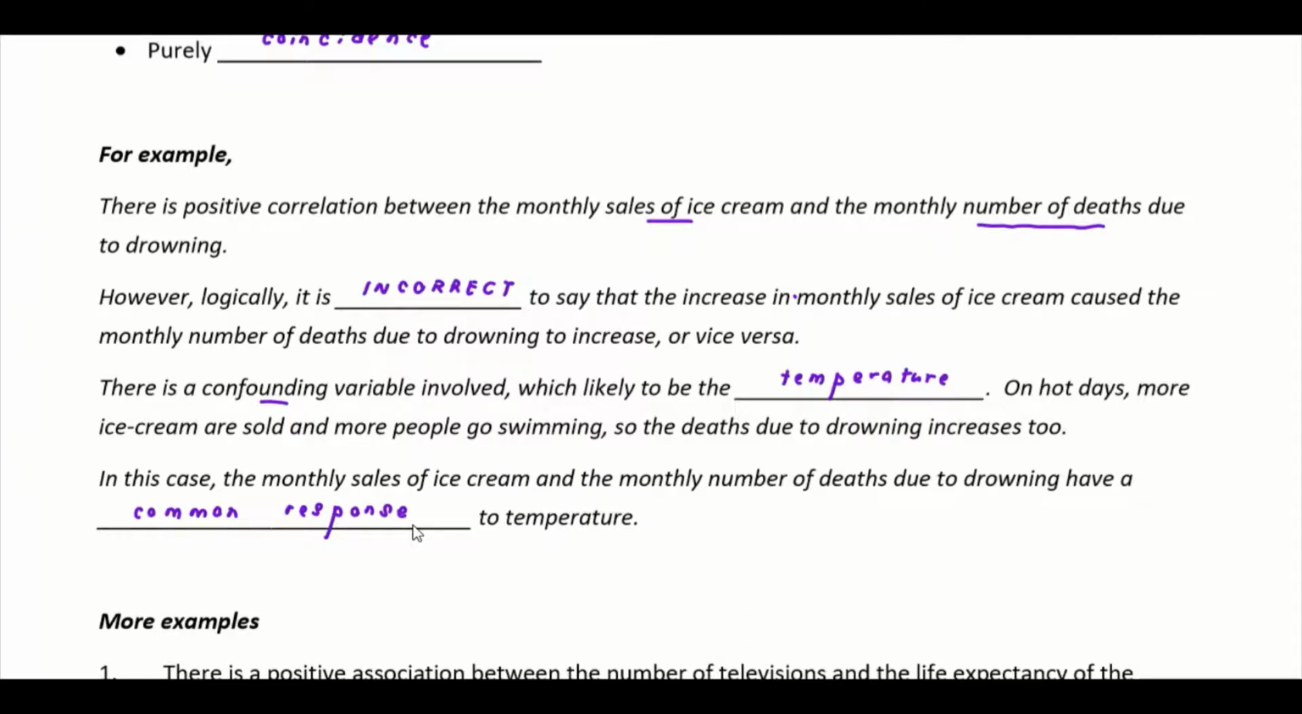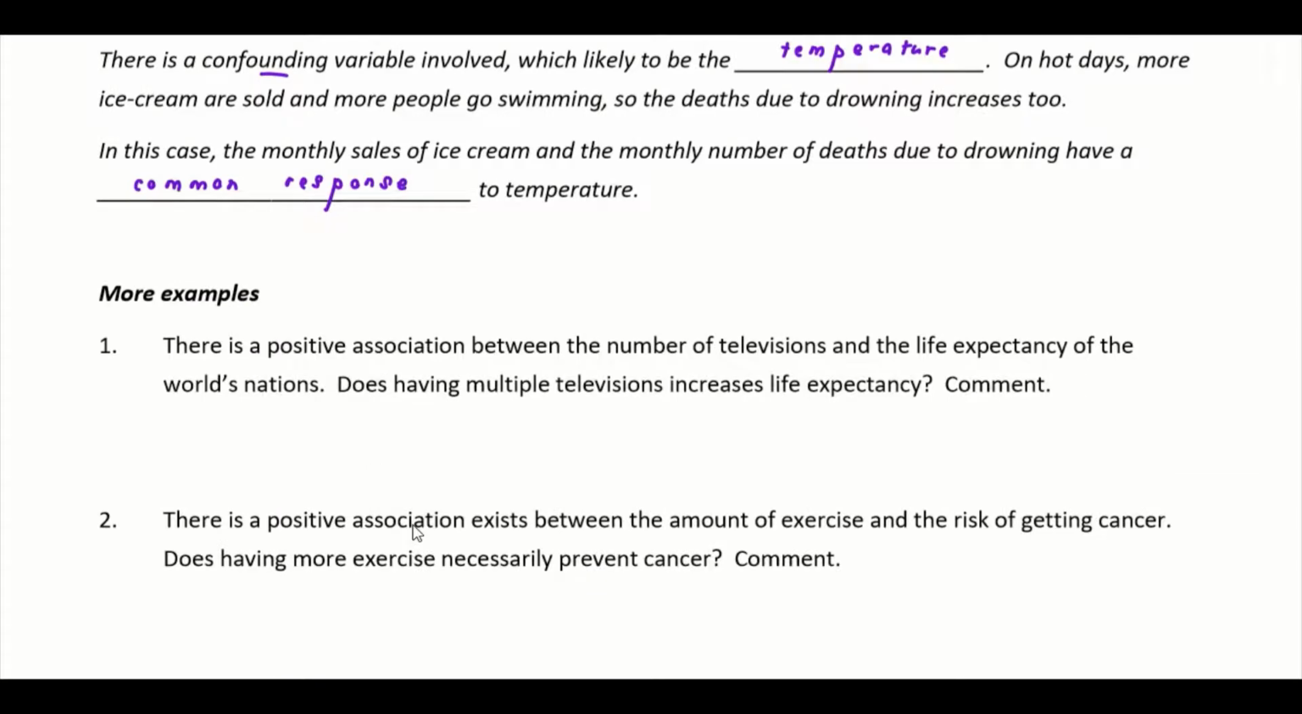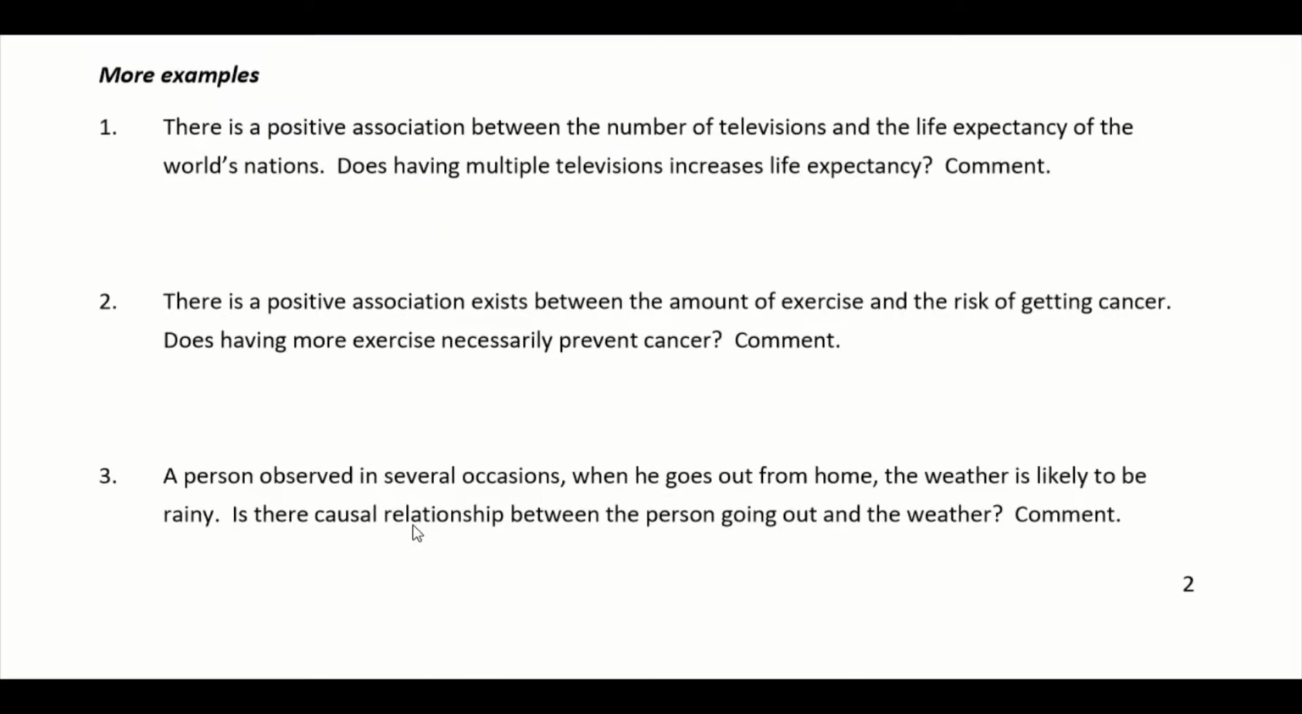It's the same thing the other way around. If the weather is cold, then less ice cream is sold, right? And because the weather is cold, fewer people will go swimming, so the deaths due to drowning decrease also. By looking at this example, I hope you can have an idea of the difference between an association and causation. They are totally different things. Okay, let's look at these three examples before we end this very short video.